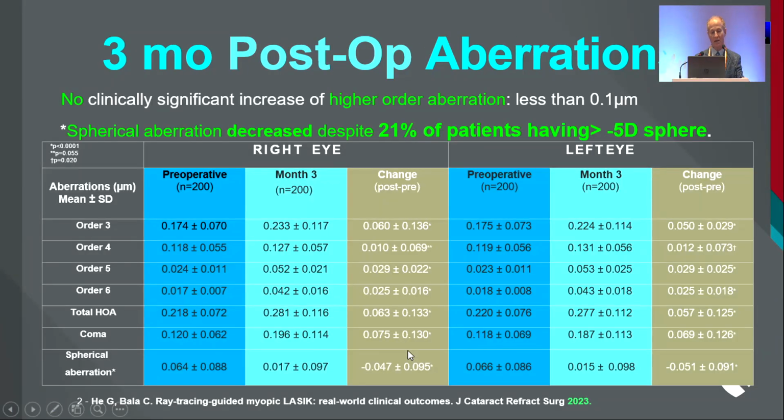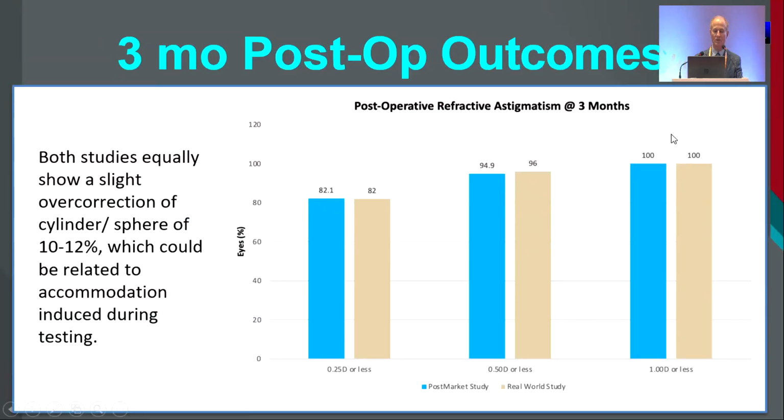And finally, in the single surgeon study, it's the first time we've really seen that there's no increase in higher order aberrations going from pre to post, and statistically, spherical aberration was actually decreased. So it's the first time we can see we're reducing the aberrations despite the correction of higher levels of myopia. Here 20% were over 5 diopters, and yet we're reducing spherical aberration.